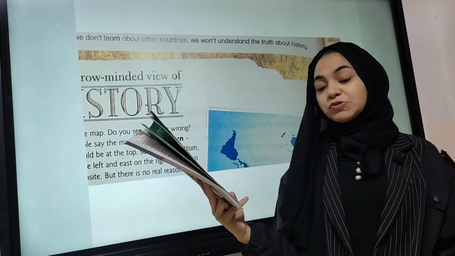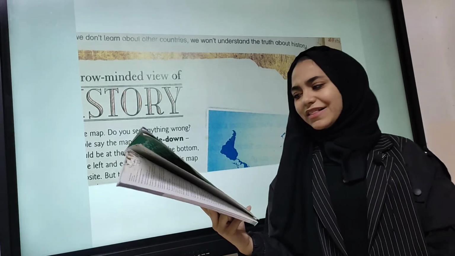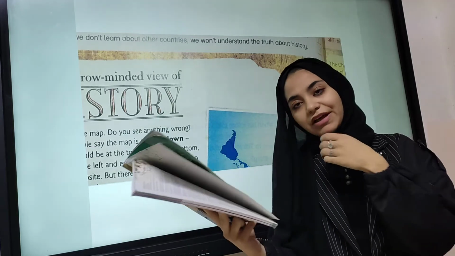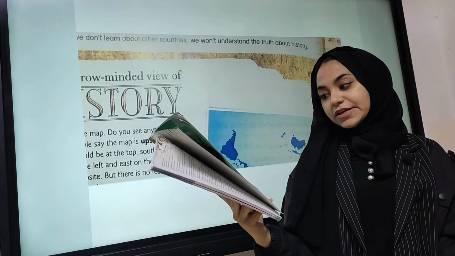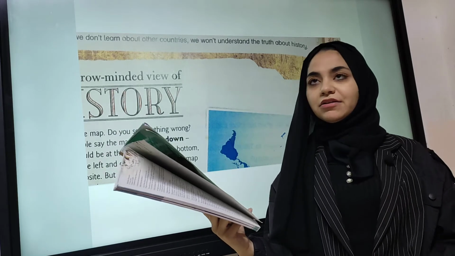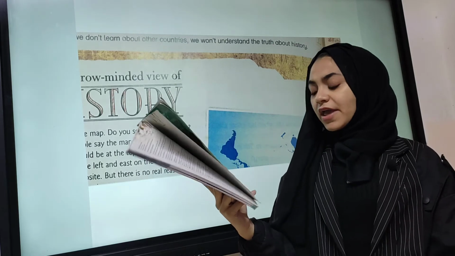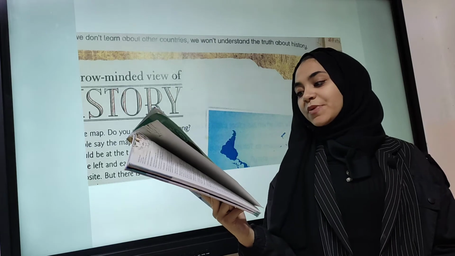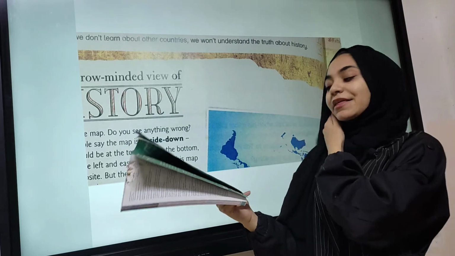So here, most people say that this map is upside down, like north should be at the top, south at the bottom, west on the left, and east on the right. So here we have upside down, and this map is the opposite, okay? And you should know, guys, there is no real reason to put north at the top of the map. Here, in 1976, we have an Australian, he's called Stuart McArthur. He created a famous map like this.